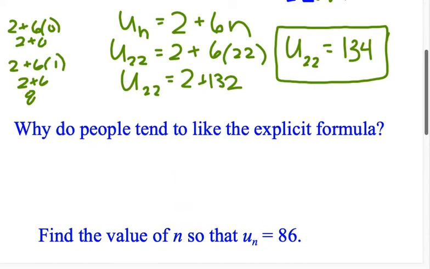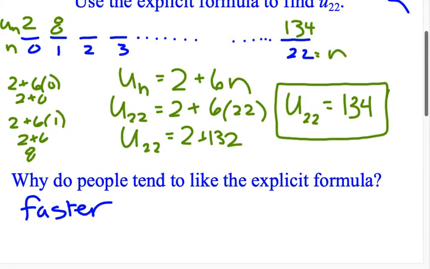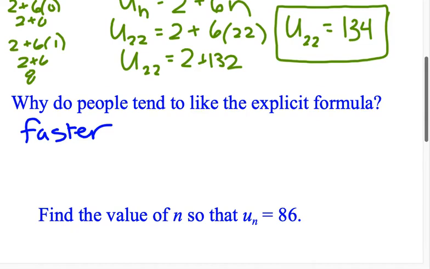What else might we ask you? Why would people tend to like the explicit formula? I think we just talked about that earlier. It is much faster. You don't have to go one step at a time. And to go from the 0th term to the 22nd term recursively, you can make a lot of just simple arithmetic mistakes because you start adding wrong. I do that all the time. Where this, you only have to do really one calculation, so it's faster and less chance for error.